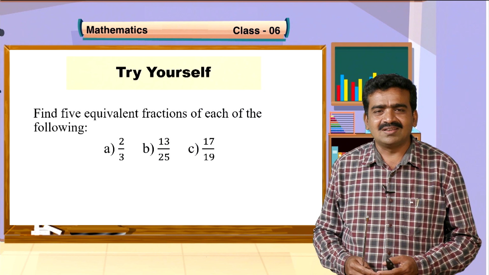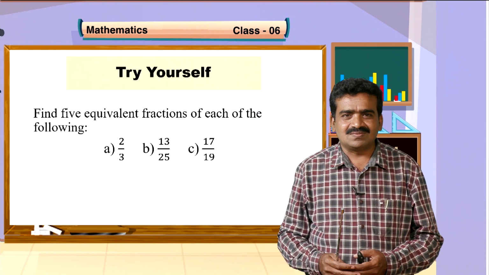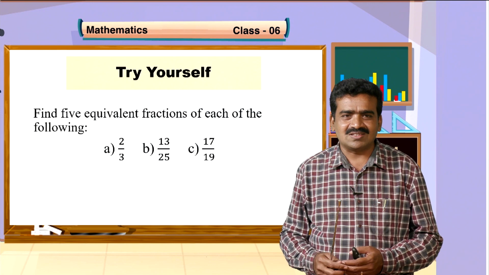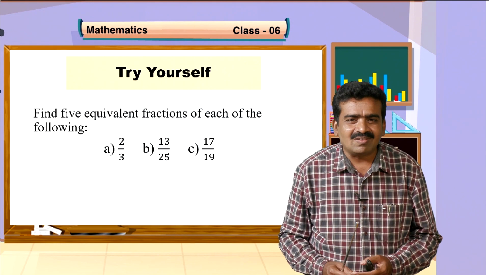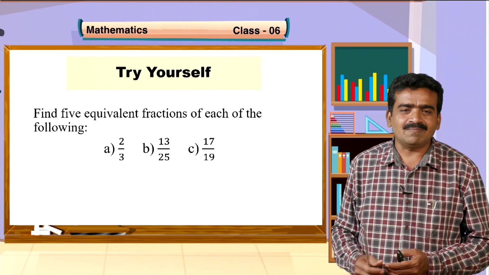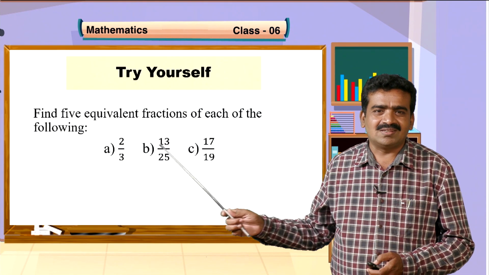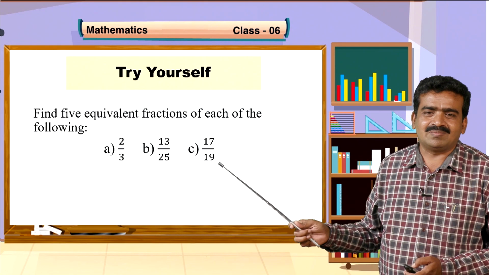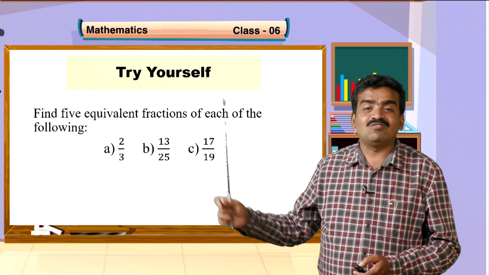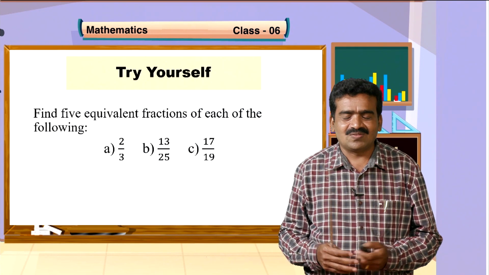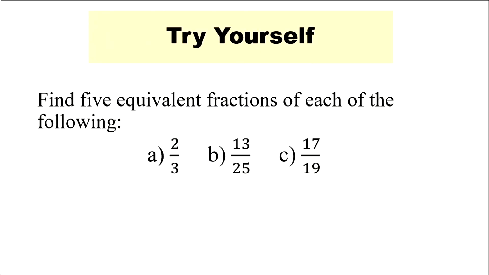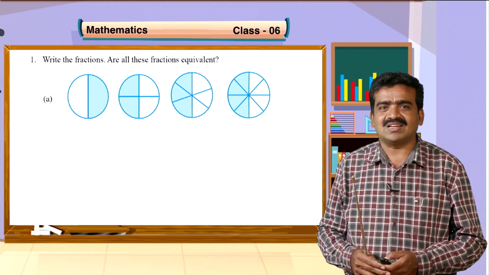My dear student, I am giving you a question. Try yourself to get the answer. Find 5 equivalent fractions of each of the following: 2 by 3, 13 by 25, 17 by 19. Follow the method I just gave you, and I hope you are all able to write the equivalent fractions for the given fractions. Now, let us go to the next concept.